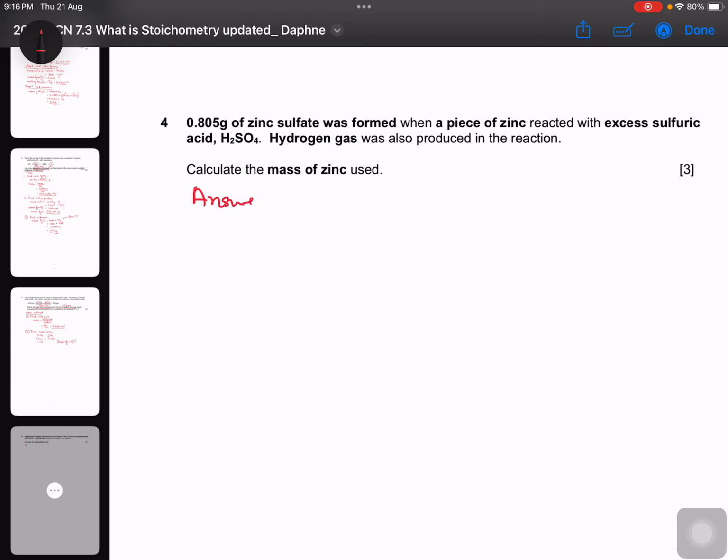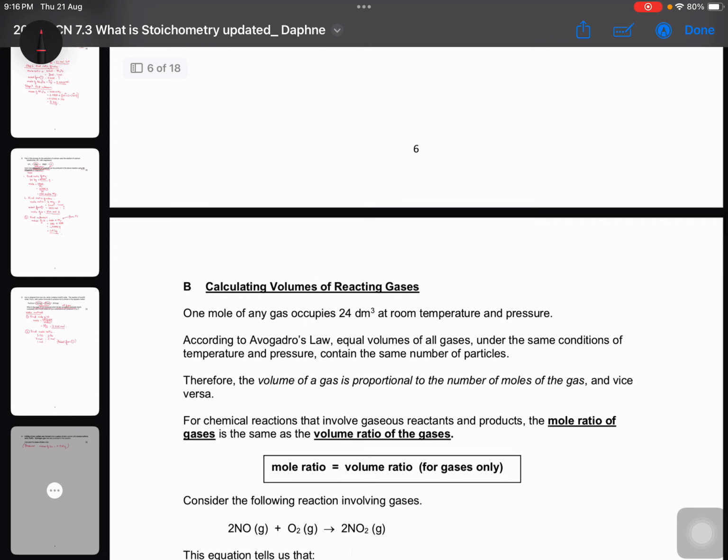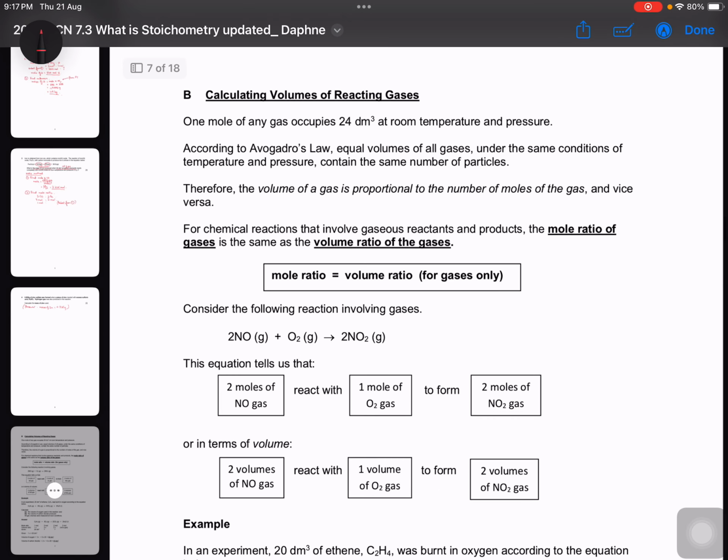The answer is: mass of zinc is 0.325 grams. Okay? Right. Try to do it yourself. See if you can get this answer. So we will leave this for you to do it on your own. Now we are going to the next part.